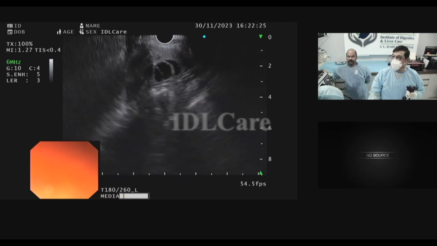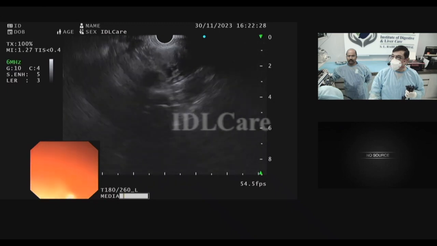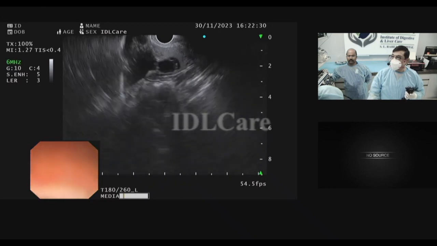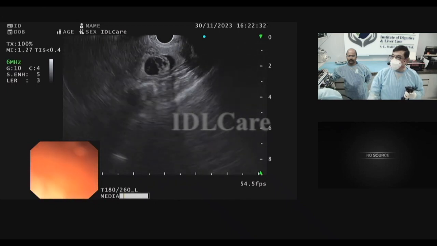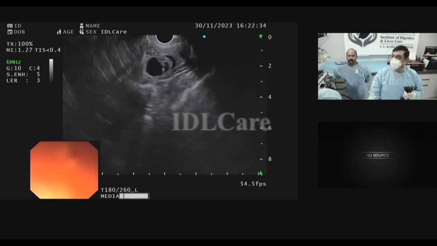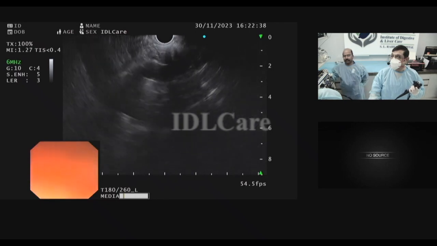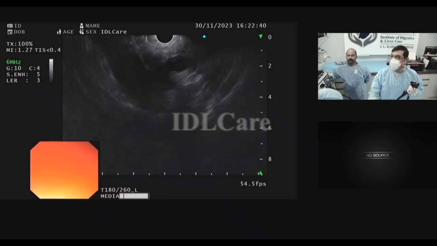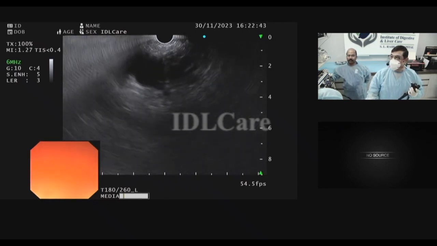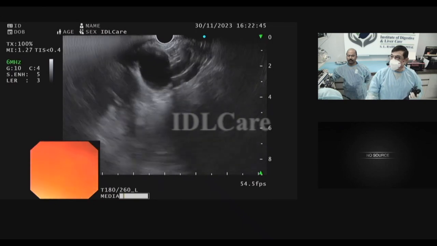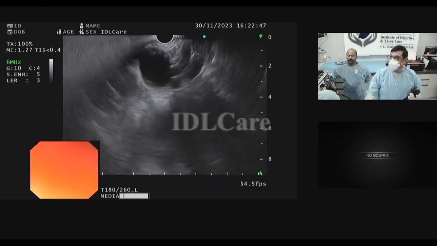See this? This is the thyroid. Thyroid seems to be having a cyst here. See this? There is a cyst in the thyroid here. So anyway, then gently try to go into the cricopharynx. We are in the cricopharynx now. Turn anti-clockwise, please.